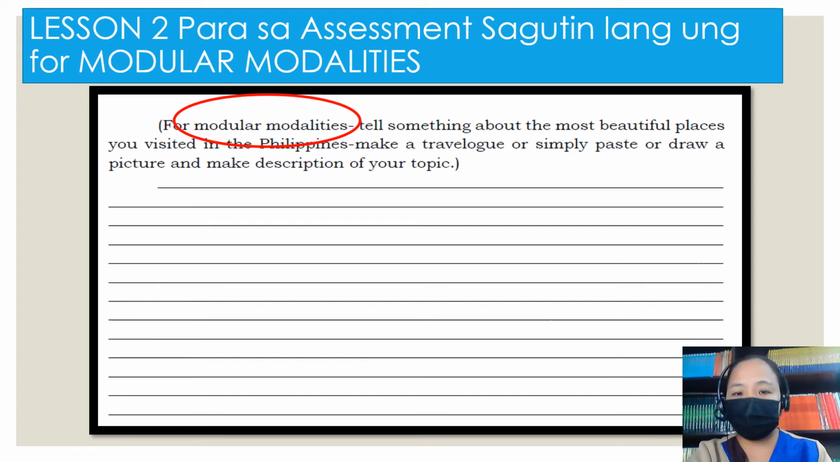What will you do here? You are to tell something about the most beautiful places you have visited. You can draw or make print pictures, and then you have to describe. Make sure that the pictures are about places that you have visited, okay, beautiful places that you have visited, and you are to make a description in English. Please do not answer in Tagalog. If you want, you can make a brochure or a travelogue using your printers, but it's okay to draw using bond papers also and crayons.